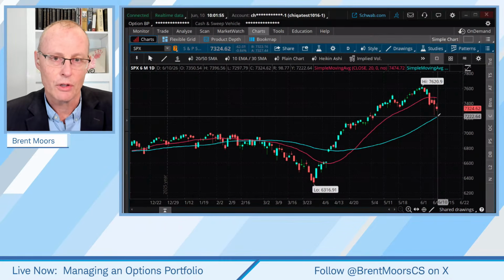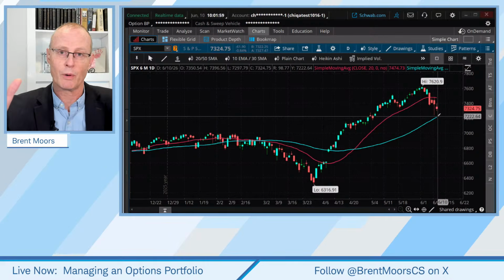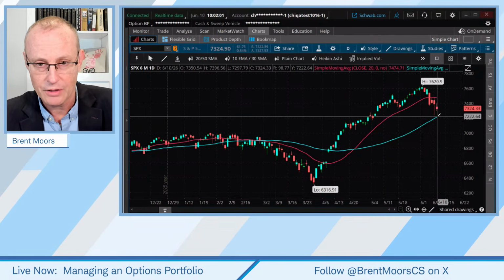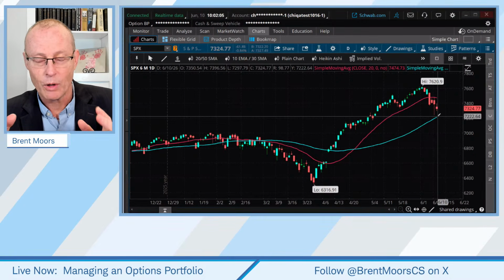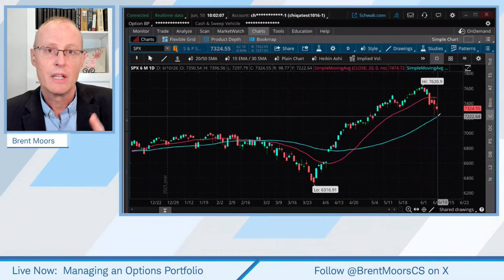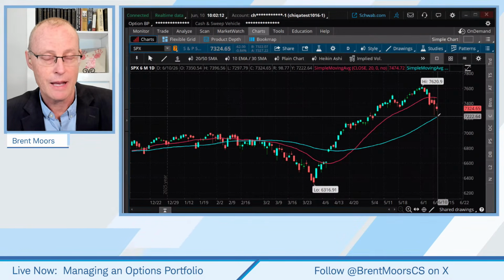So what's a long vertical spread? What's a short vertical spread? Well, what's a vertical spread? A vertical spread is where we take two contracts. They can both be calls or both be puts. We're going to buy one and sell one, with the same expiration date. That's the key on a vertical spread: same expiration date.